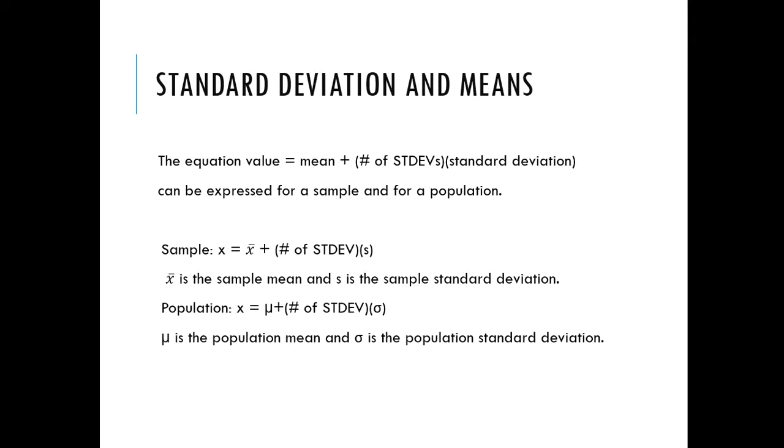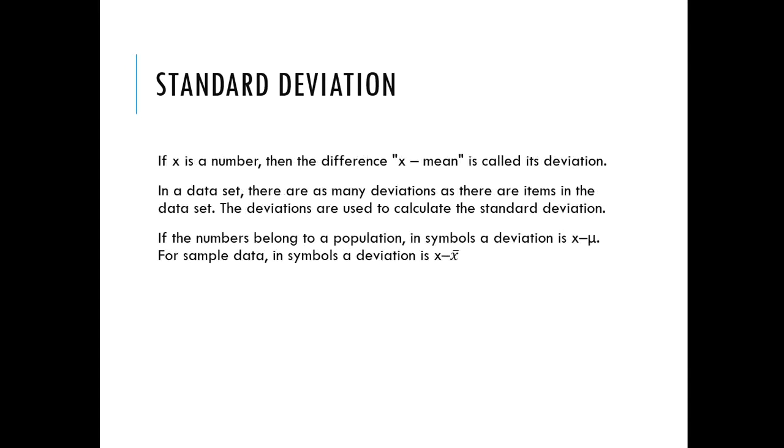Another way we can look at it is with the equation: value equals the mean plus the number of standard deviations times the standard deviation. And that can be done for a sample or a population. I did that in my example above, where I showed the mean in the middle and the standard deviations above and below it. I used that formula, and this is how you write it out.